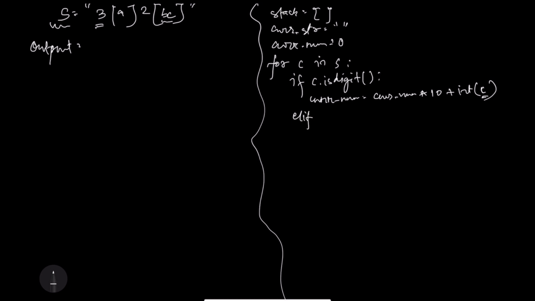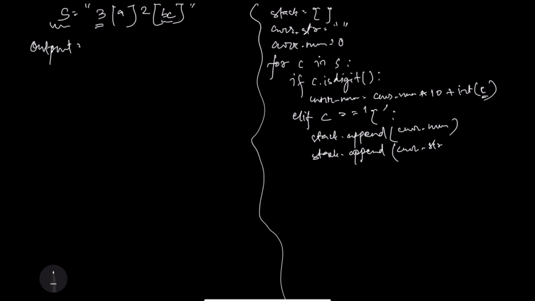Else if our character is an open bracket, we would append our string and our number to our stack. First we will append our current number, then we will append our current string. Then we will initialize our current number back to 0 so that we can keep track of the other numbers forward, and we will initialize our current string back to an empty string.